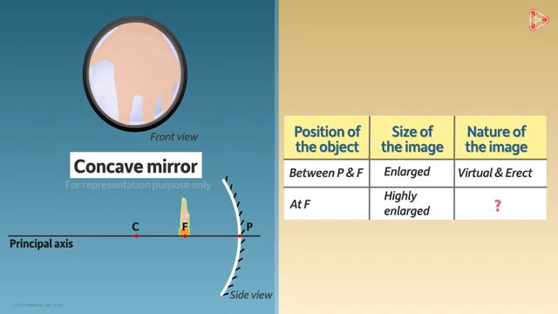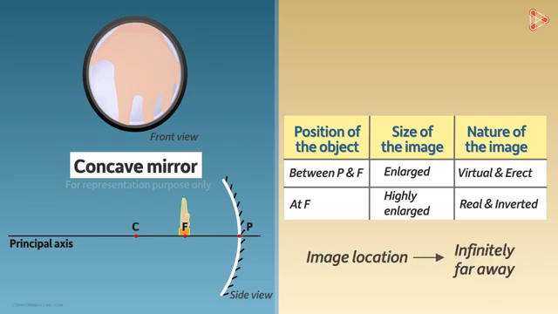Is it a real or a virtual image? It is a real image. Since it's a real image, it's upside down. Or we use the other word for it, which is inverted. It is formed on the same side of the mirror as the object is. And believe it or not, the image is actually formed infinitely far away.